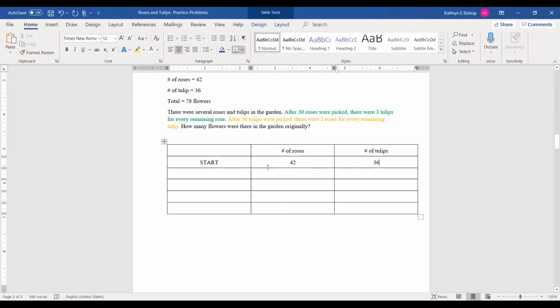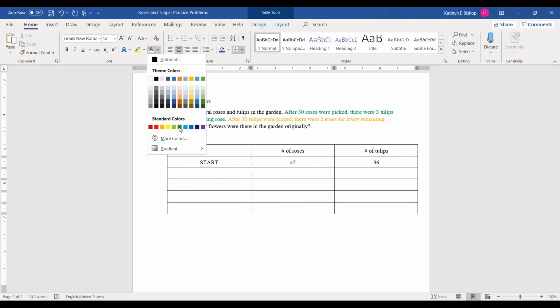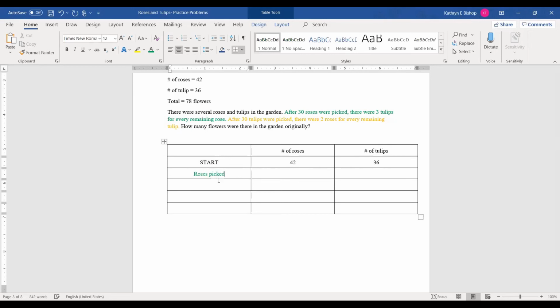So from this first sentence, it says 30 roses were picked. So that's going to be my first situation. Roses picked, which means I'm going to have a -30 here, and nothing is going to change here. It's just going to stay the same. So now I should have 12 roses and 36 tulips.